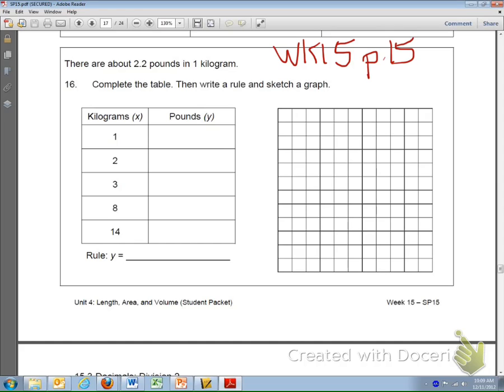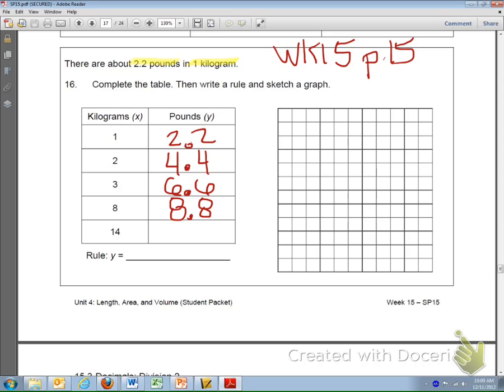So it says here, complete the table. We know that there are 2.2 pounds for every 1 kilogram. Well, for 1 kilogram, that's 2.2 pounds. If I have 2 kilograms, it's twice that amount, 2.2 times 2. For 3 kilograms, you add another 2.2, so we could use repeated addition here. 6.6, 8.8. And then it said, well, for 14, what do we got to do here?